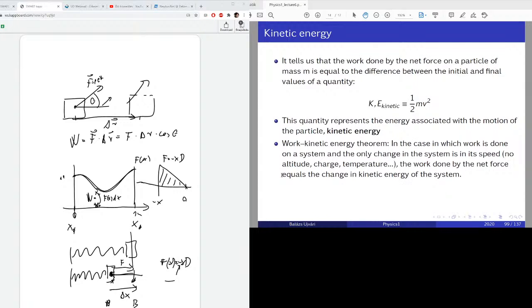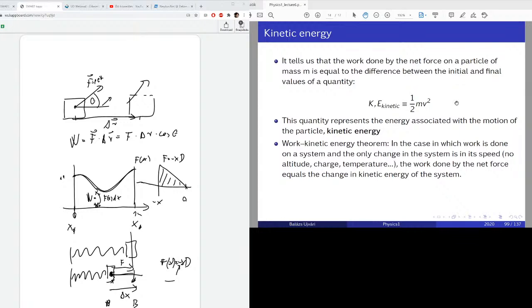Why is it important? Because you can name it kinetic energy, and you can say that if an external force can only change the speed or velocity of the body, the work will be transformed to the change of the kinetic energy. This is the work theorem. So the work done by the net forces is equal to the change of kinetic energy. This is what we use several times.